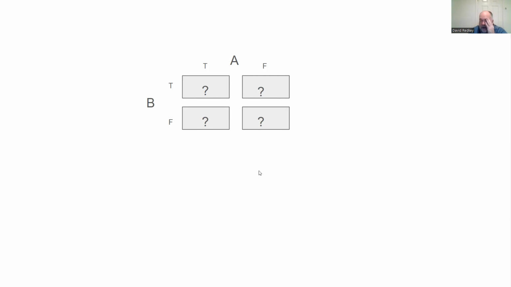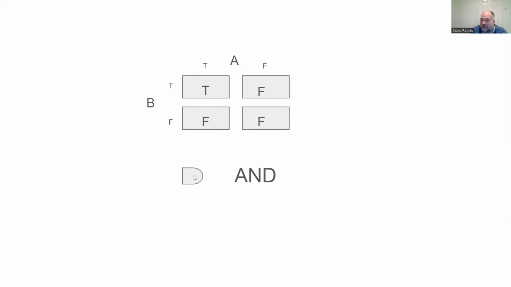Some of them are very boring, like the always true function if every box had a true in it. Or, for instance, the A function, which just has a true here and here when A is true, and a false here and here, and it doesn't care at all about B. So there are some functions that aren't very interesting, but there are several that are very interesting of these 16. For instance, the AND function. That's true only when A is true and B is true.